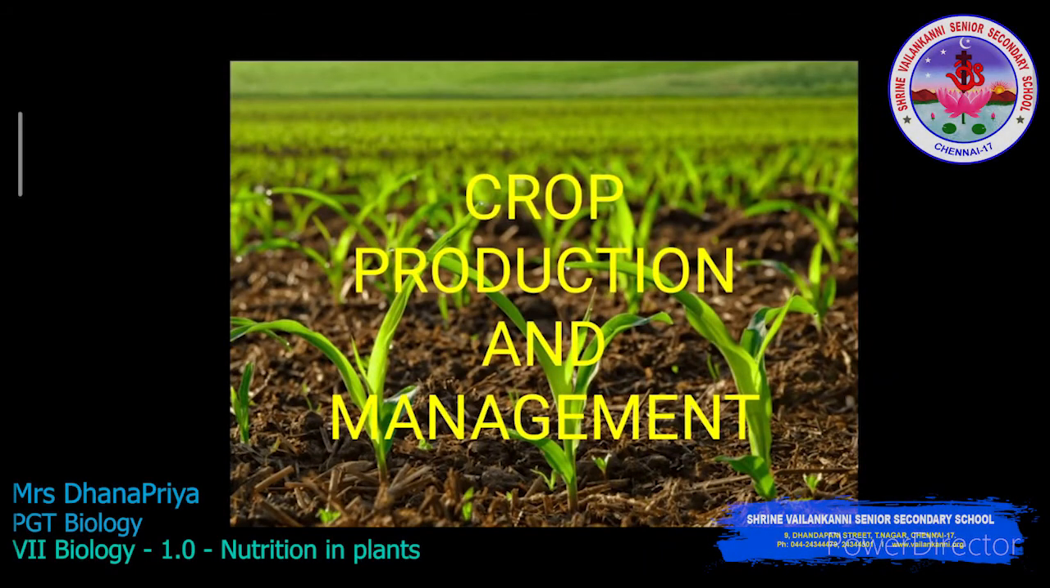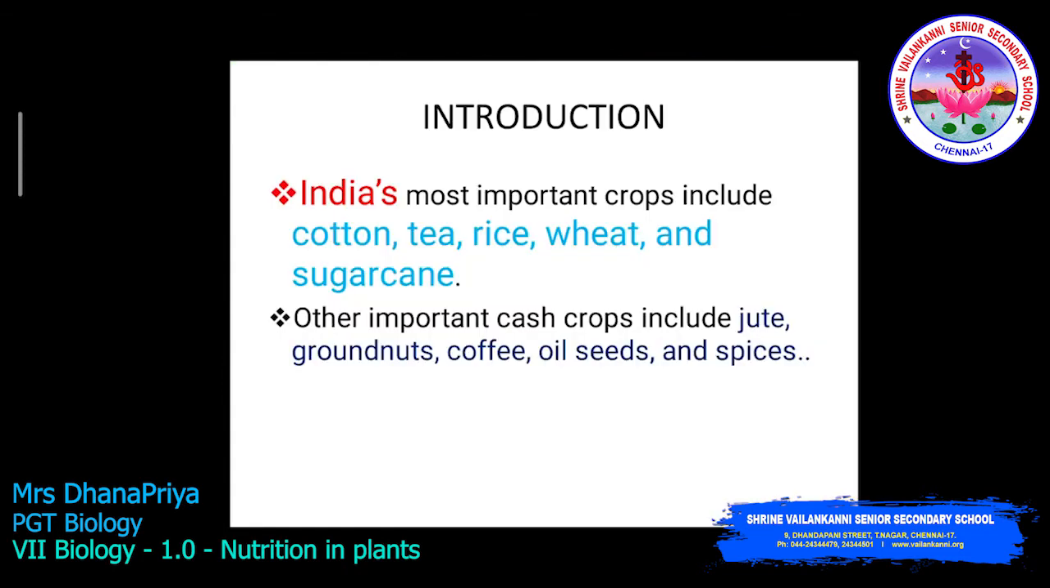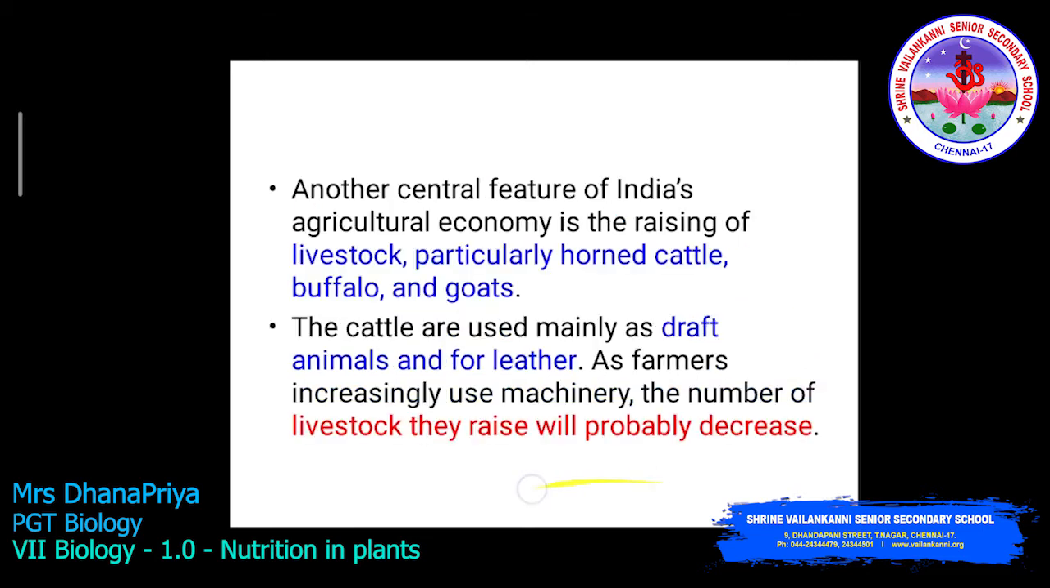Good morning students. Today we start a new chapter, crop production and management. India's most important crops include cotton, tea, rice, wheat and sugarcane. Other important cash crops include jute, groundnuts, coffee, oil seed and spices. You know, agriculture is the backbone of our India.